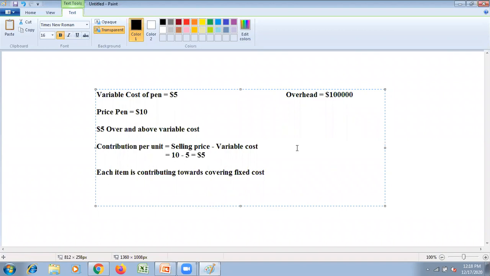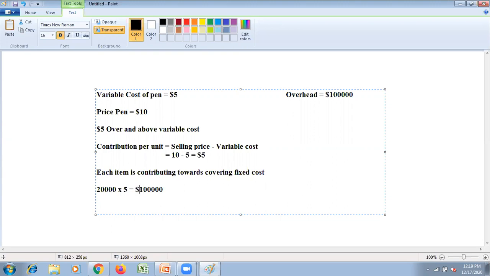Similarly, if you keep on selling items, and let's say you are able to sell 20,000 pens, what is your total contribution? Obviously from each pen you are getting $5 contribution, right? So what will be the answer? That will be $100,000.